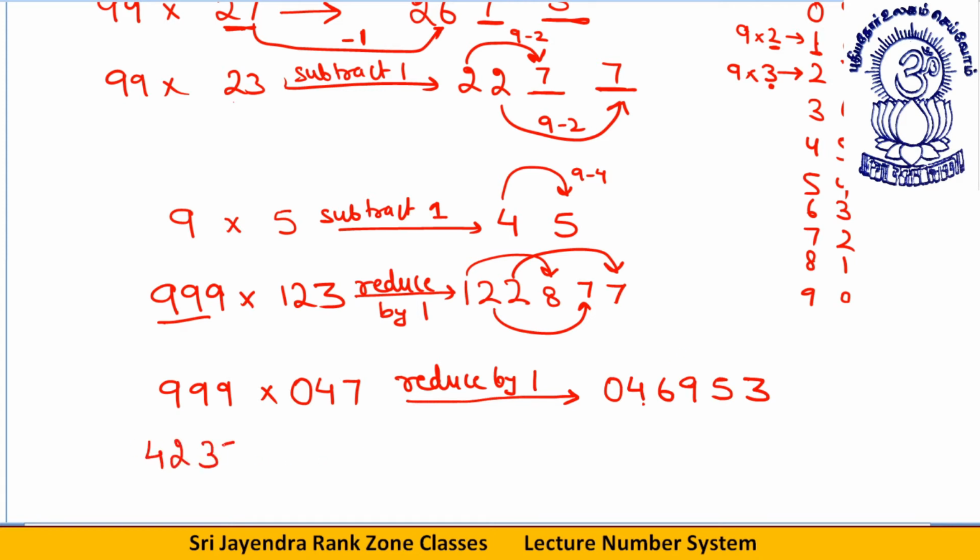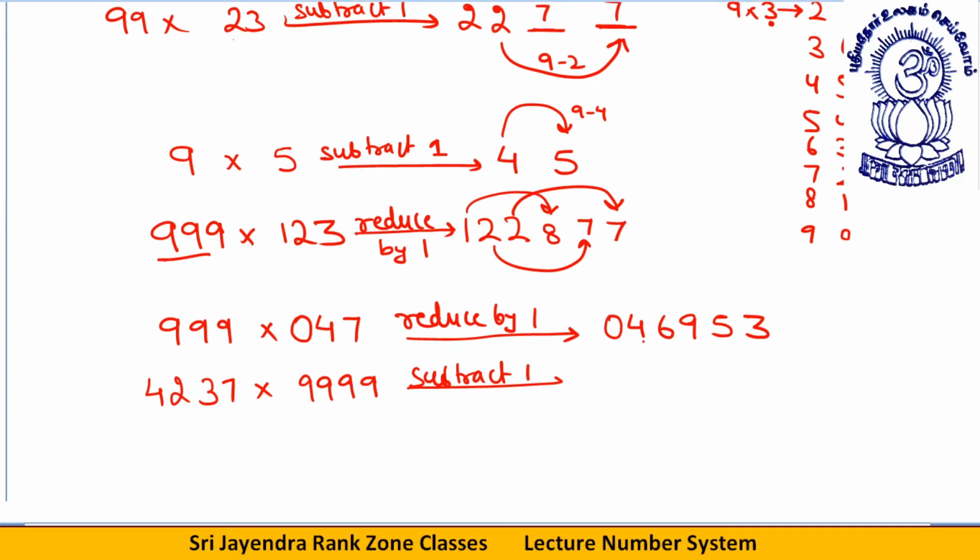Okay, anything, 4, 2, 3, 7 into quadruple 9. Subtract 1. And if you can recall, dear students, on many a calculation video there is a thumbnail which shows something like this within a second. So dear students, you can also do it within a second. How will you do it within a second?